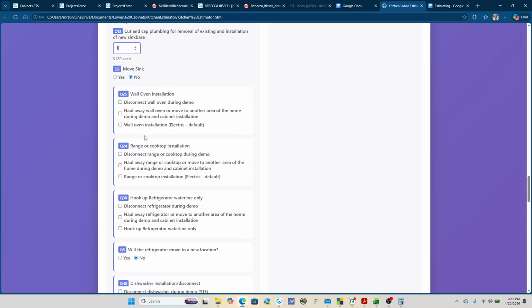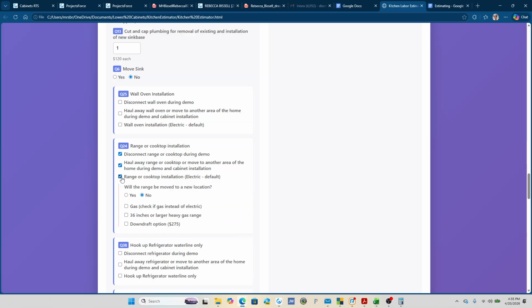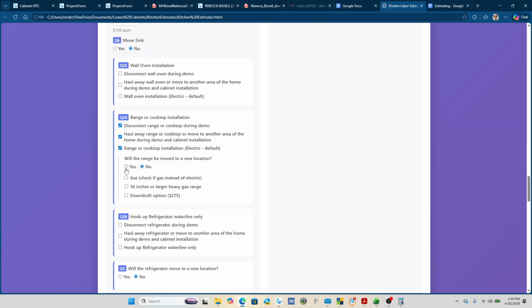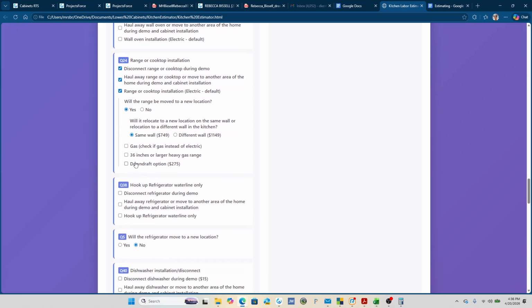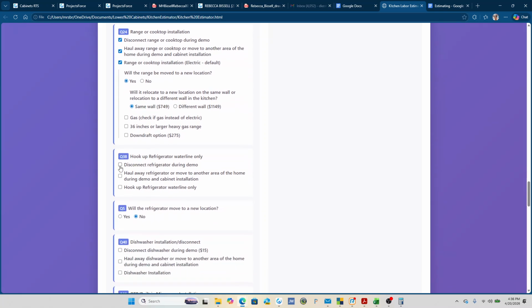Now, when we get to these appliances, is there a range or cooktop? Yes, we are going to disconnect the range. We're going to haul away the range or move it to another area of the home during demo and installation. And we are going to install it. Will the range be moved? Yes, the range will be moved on the same wall. It is just a standard electric range.